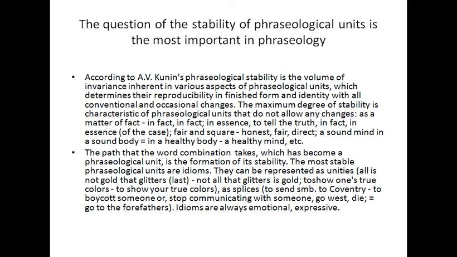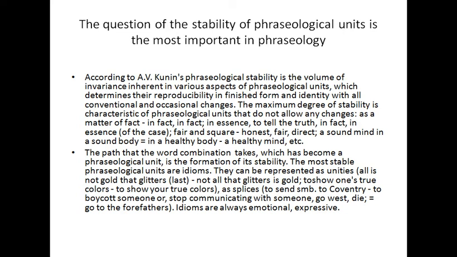The maximum degree of stability is characteristic of phraseological units that do not allow any changes. For example, the phrase fair and square, it means to be honest, fair, direct, or a sound mind in a sound body. It means that in a healthy body we have a healthy mind. The path that the word combination takes, which has become a phraseological unit, is the formation of its stability.